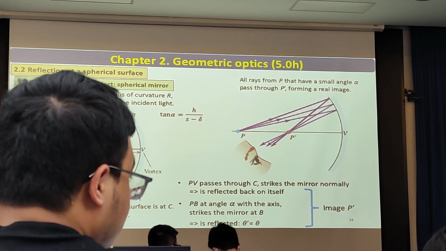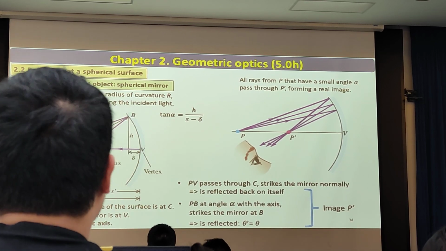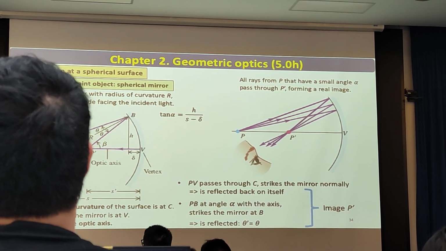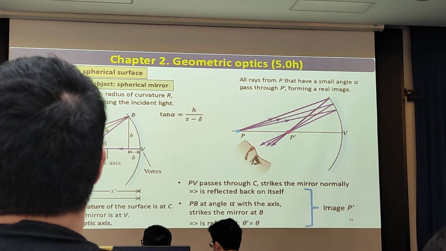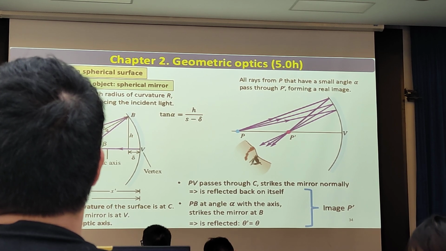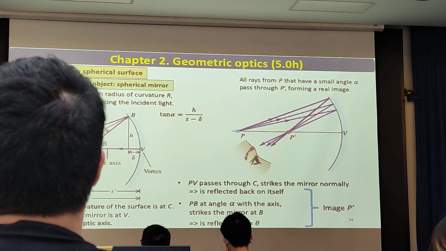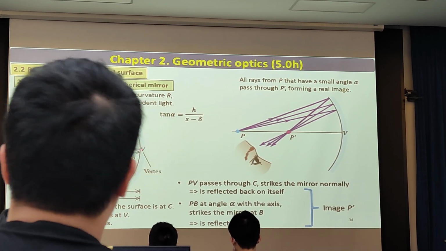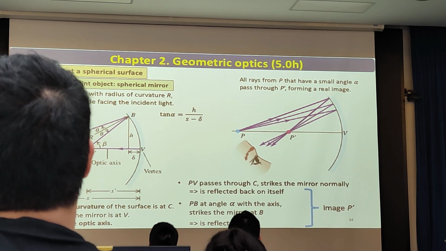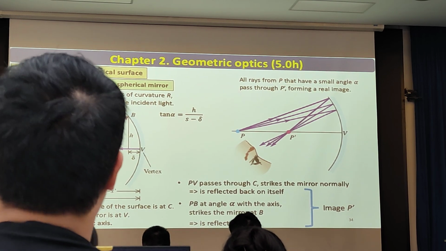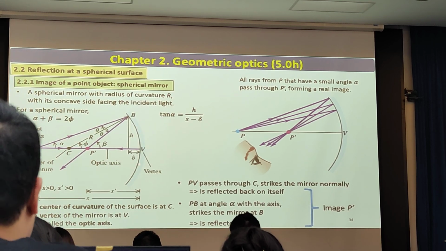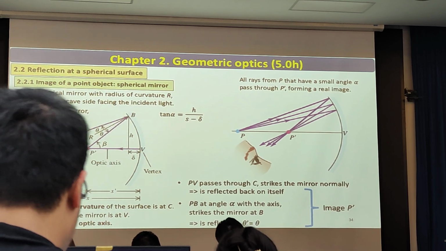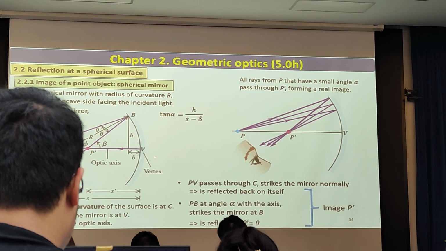Yeah, s is the distance from P to B. So P is the object, and the distance from the object to the vertex of a mirror is called the object distance. Okay, good. And delta here is the distance from the vertex B to this point. You agree? So we have tangent of alpha equal to h divided by s minus delta.